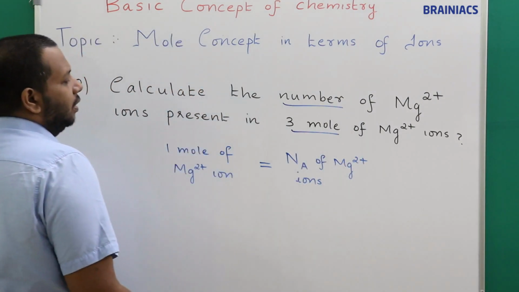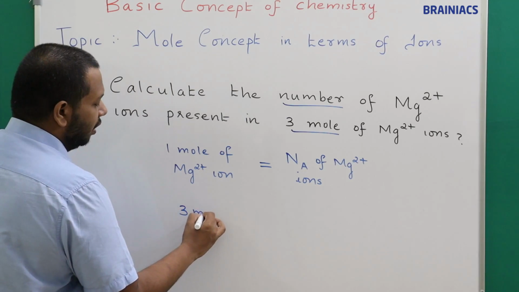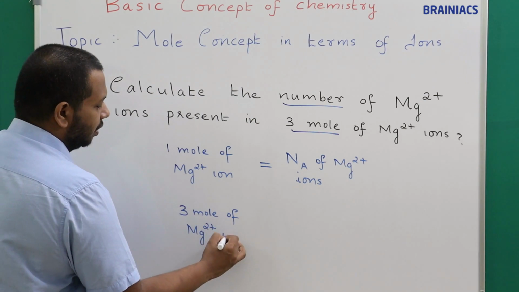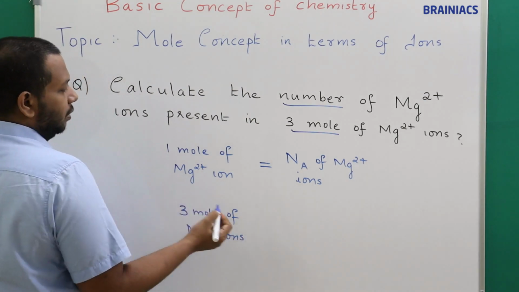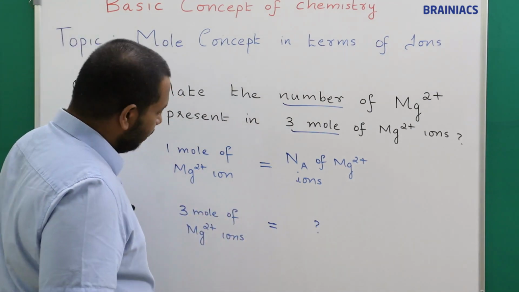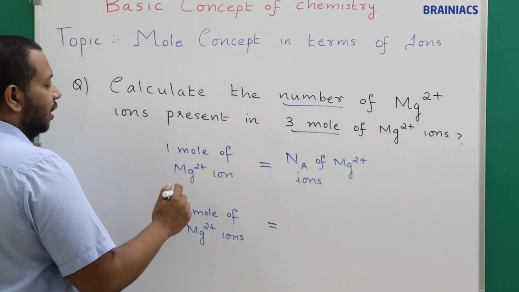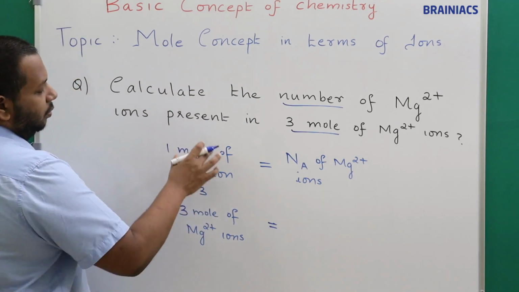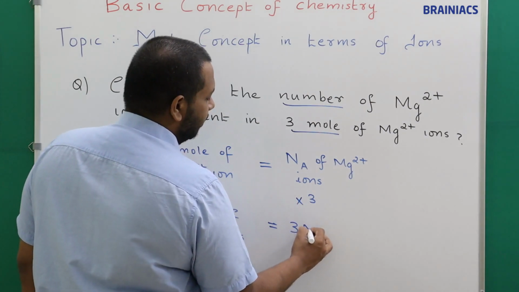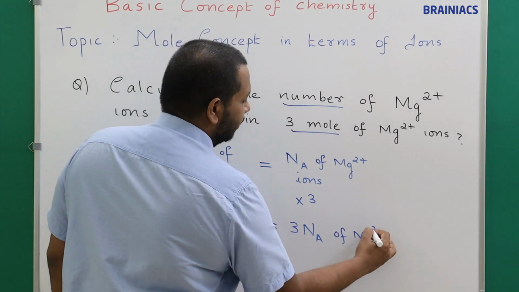Correct. Now my question, what they have given here, 3 mole. In 3 mole they are asking. So 3 mole of Mg2 plus ions is equal to what? This is what they are asking you, or it is equal to how many number of ions. So here we know how you can convert 1 to 3, it should be multiplied by 3. When you multiply on the LHS, do the same thing on the RHS. So the answer will be 3Na of Mg2 plus ions.